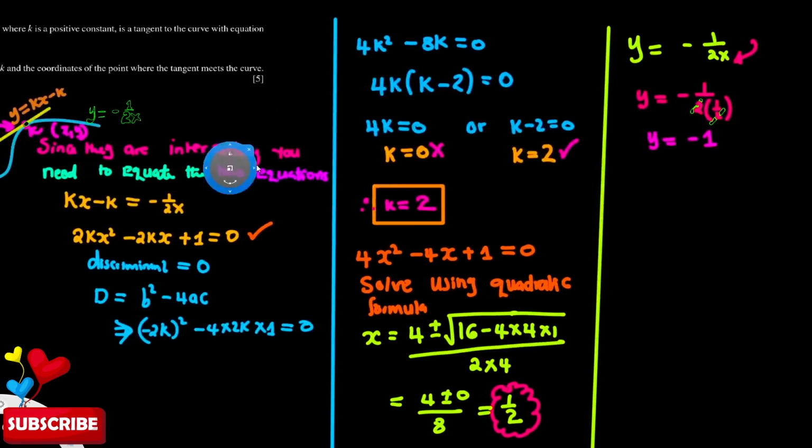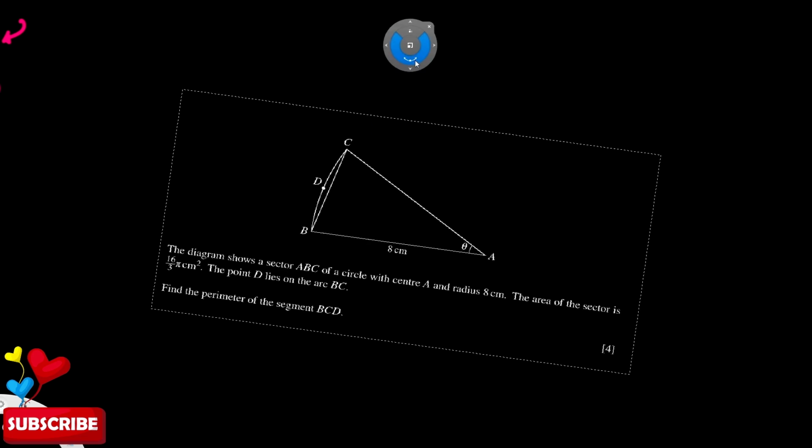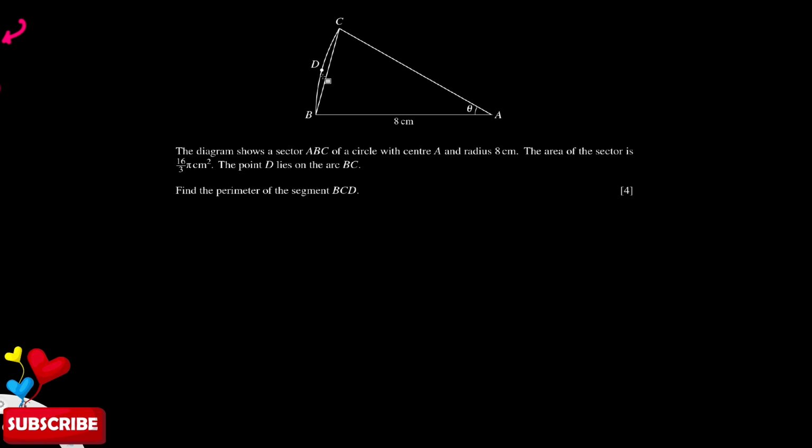And the next part of the question, we are going to look at circular measure. You can be told to work out the perimeter of a figure. For instance, we're supposed to work out the perimeter of the sector ABC, and we are given the radius of the sector is 8 centimeters, and the area of the sector is given as 16 over 3 pi centimeter square, whereby we have a point D which lies on BC.